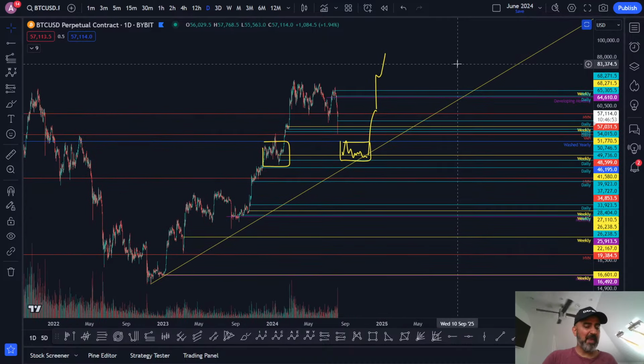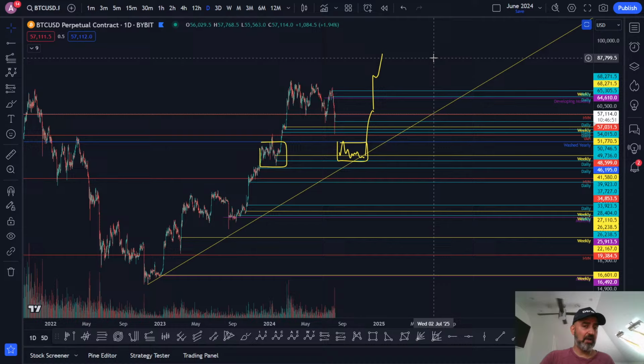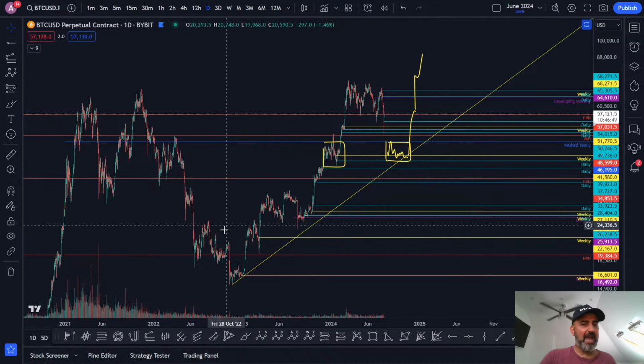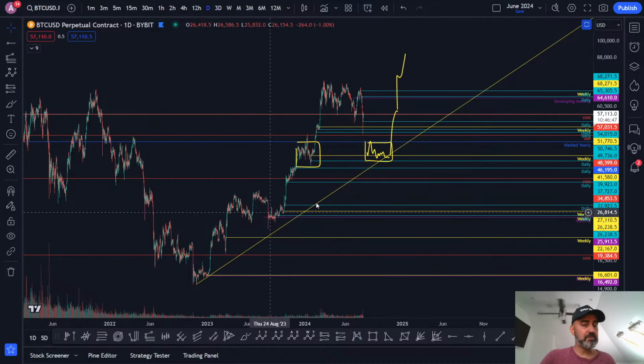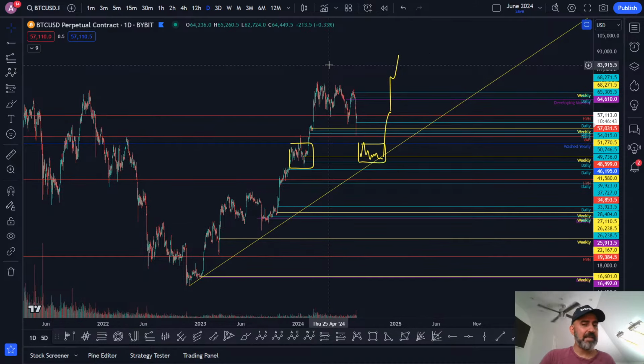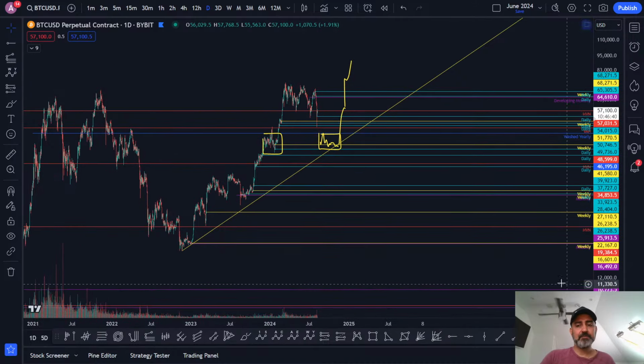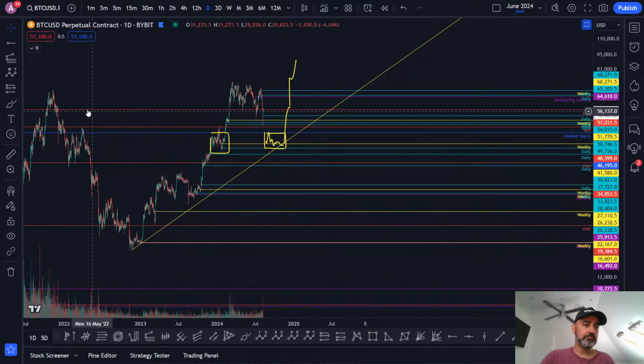Everyone is expecting the Bitcoin bull run to continue through to the end of 25. Okay, but how does the Bitcoin bull run continue in 2025 when you've completed 5 waves? It doesn't. It's ended, basically. That's it.